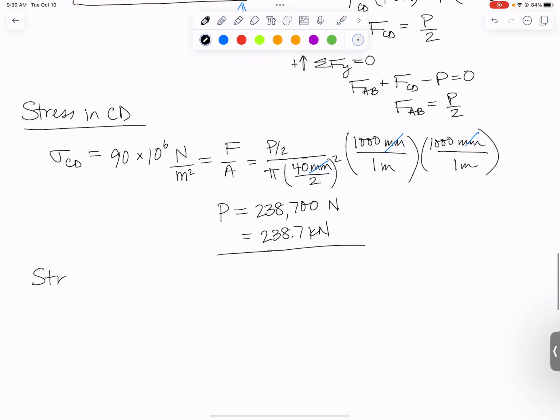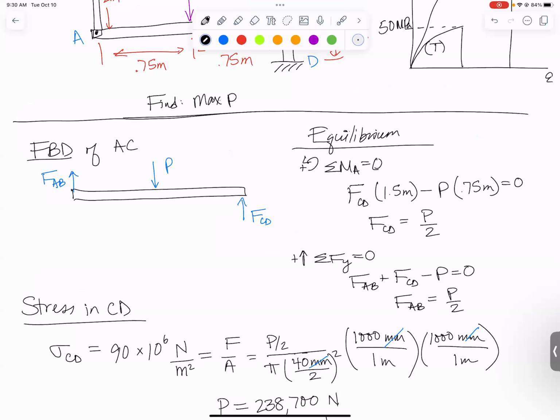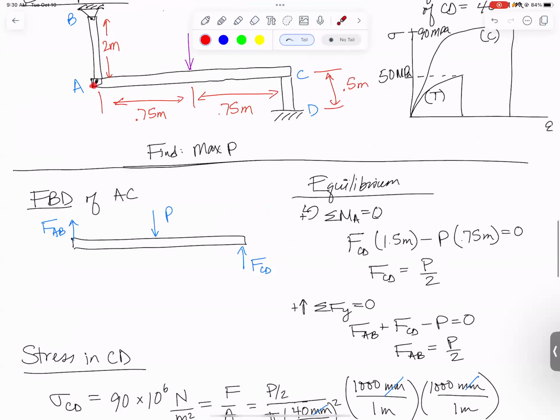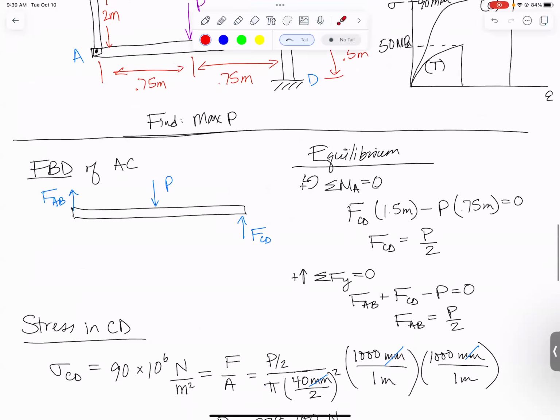Let's check the other side, stress in AB. This one's in tension, right? Tension looks like this on my free body diagram. The arrow up means that member AB is pulling up on that end of the beam to support it, which means that the beam is pulling downward on member AB, putting it in tension.